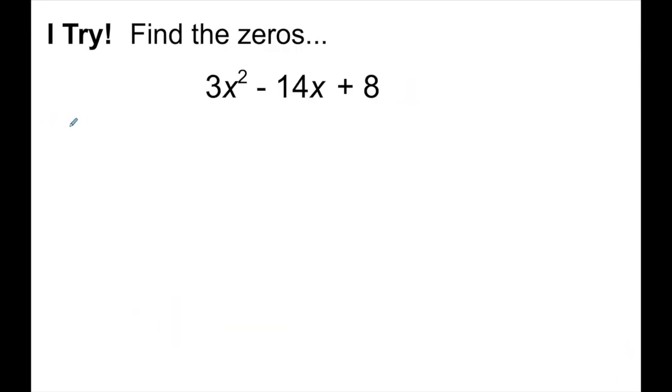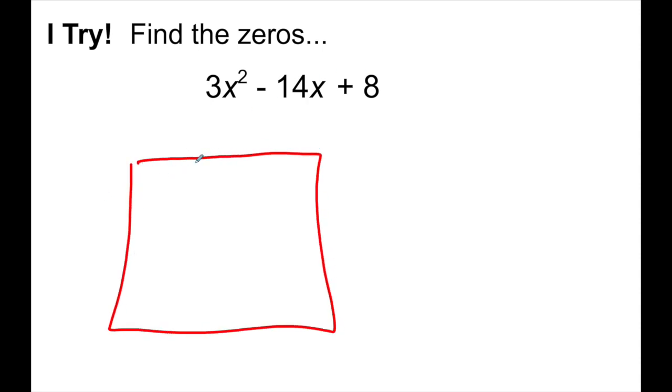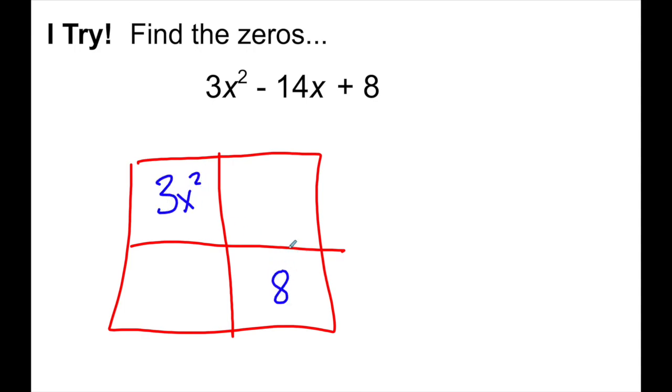So I'm going to do another you try right now. Remember, the first thing I'm going to do is build my box. Now, what's going to go where? Well, I know my 3x squared will go up here, and my 8 will go down here. For 3x squared, there's really only one way you could set this up. You could have the 3x on the left and the x up top, fine. But really, the only way to get 3x squared is to take 3x and multiply by x.